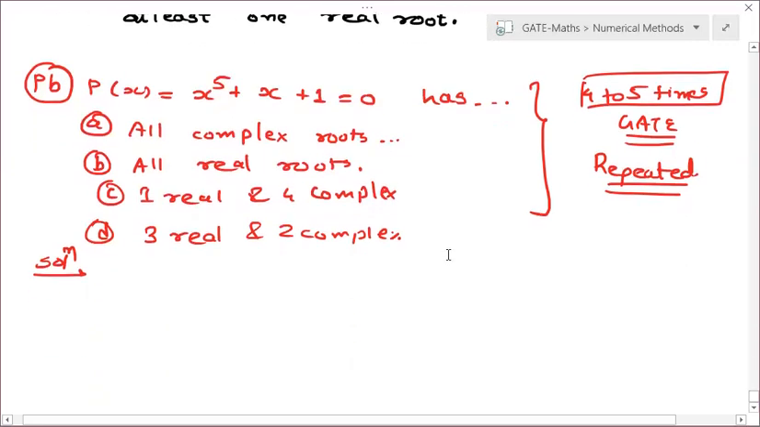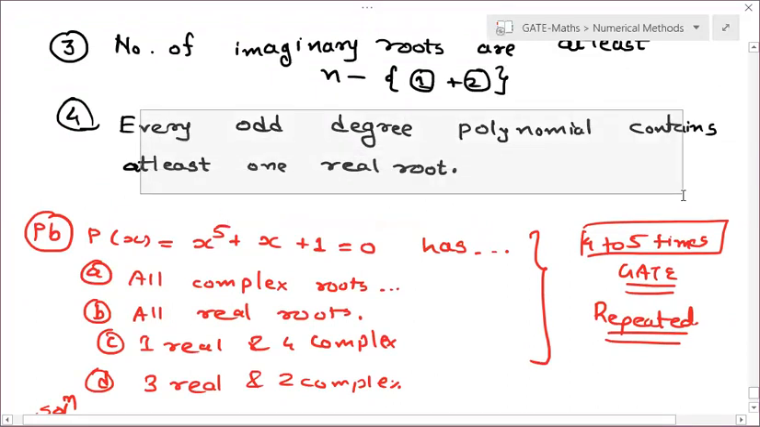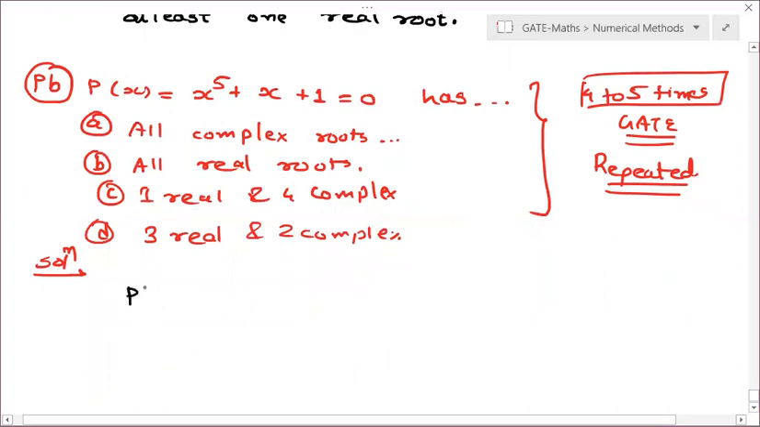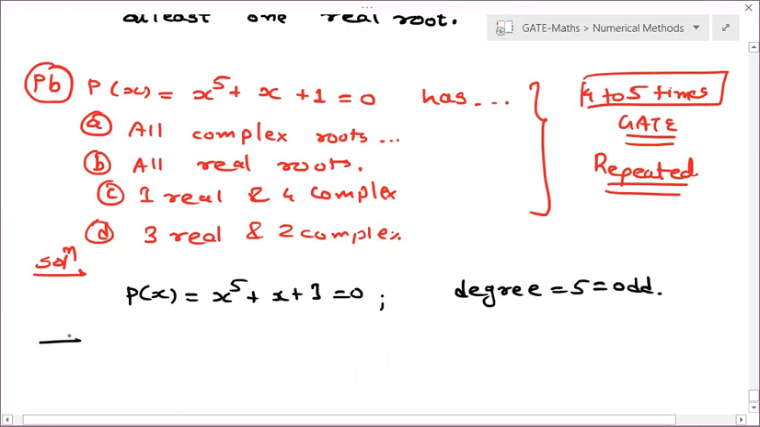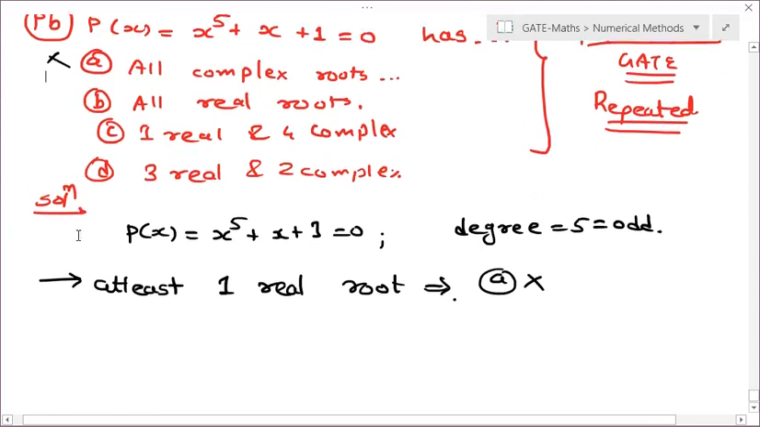Right, now see over here. If p of x is x to the power 5 plus x plus 1, which type of roots is it having? Let us try to find this out. Based on the condition that every odd degree polynomial contains at least one real root, is p of x an odd degree polynomial or not? Degree means the maximum power of the variable. It is 5, it is odd. So it has at least one real root. So option A is wrong, it cannot have all complex roots. At least one real root will be there.